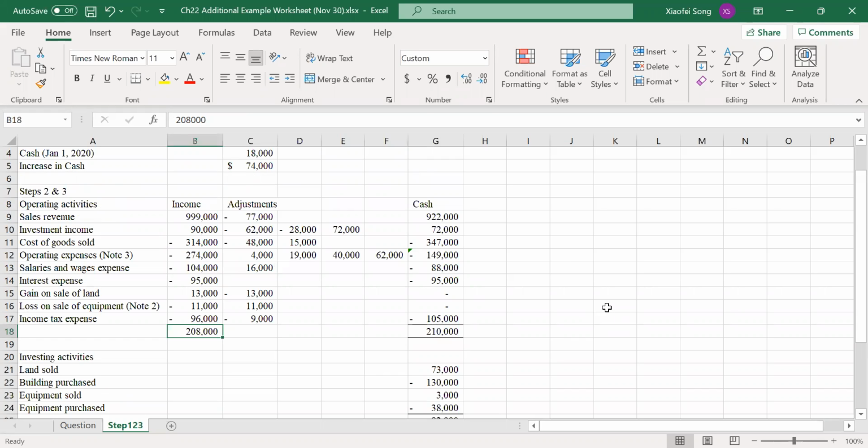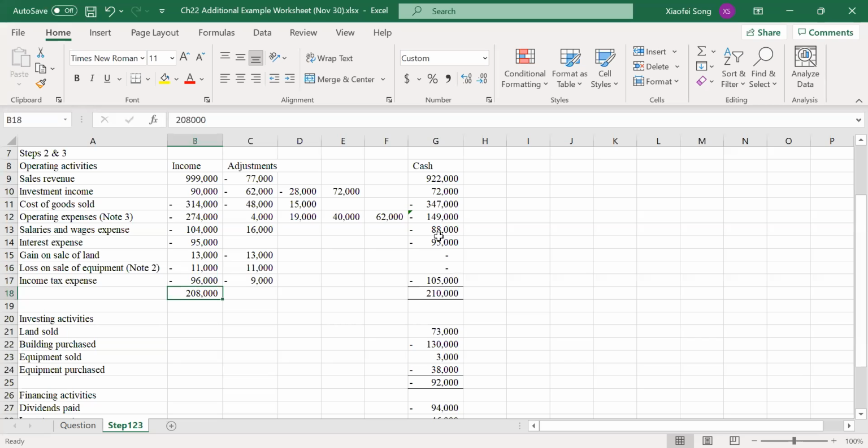If we use the direct method, then operating cash will be taken from this column. And in this case, interest paid and the tax paid are already part of this operating cash flow section, so we don't need the additional disclosure anymore, but we still need the non-cash financing and investing transactions.